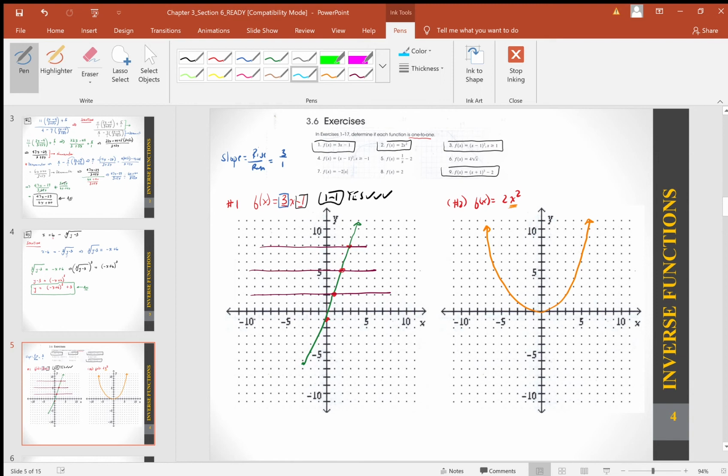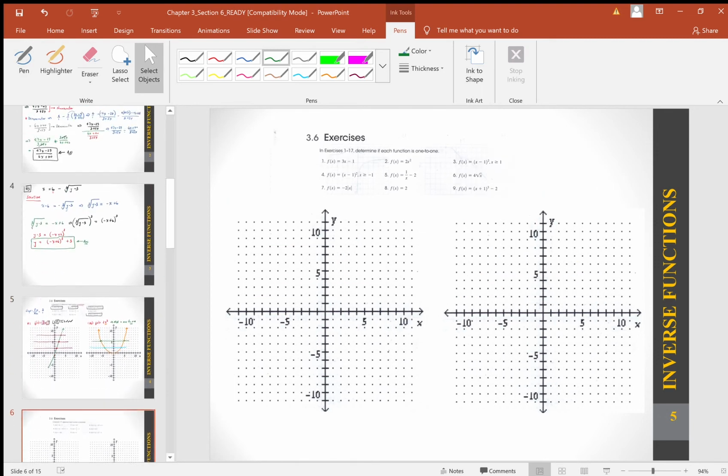But either way, when you want to perform the horizontal test, you can see that this horizontal line passes through two points along this graph right here. Okay, another line, it passes through 2 points right here. So this is not a one-to-one. Okay. All right. Let's go to the next problem.